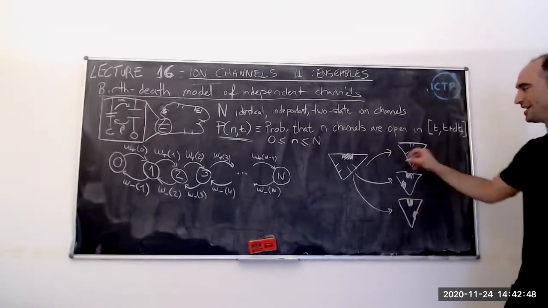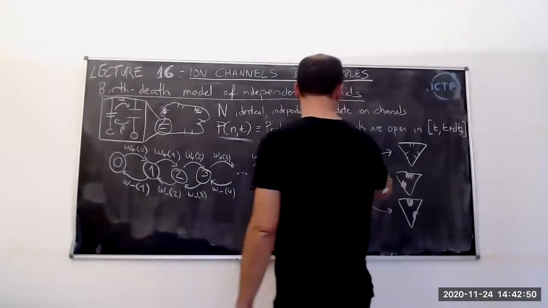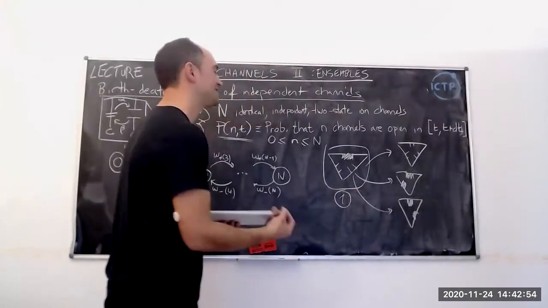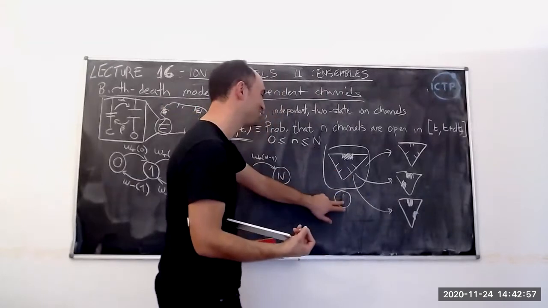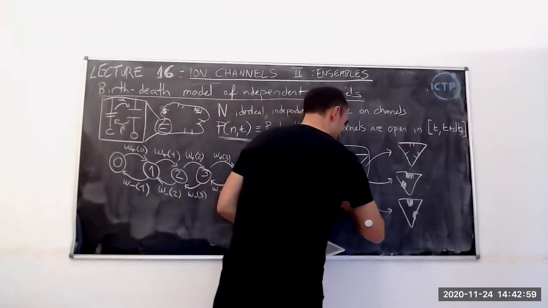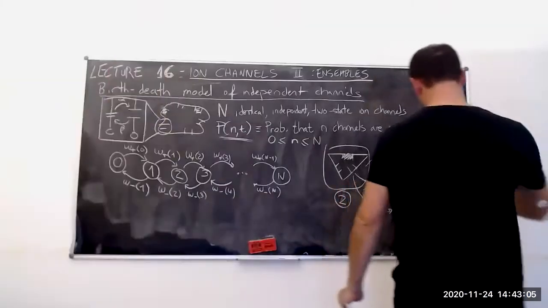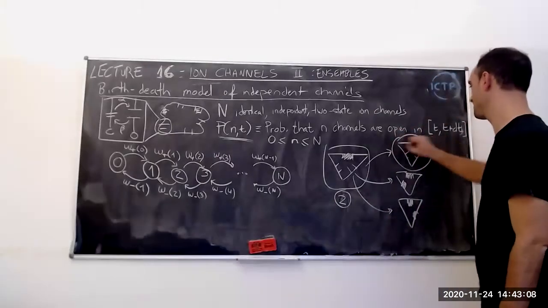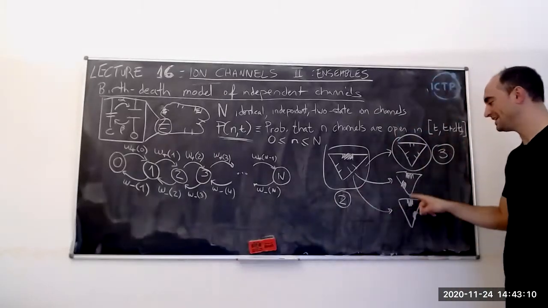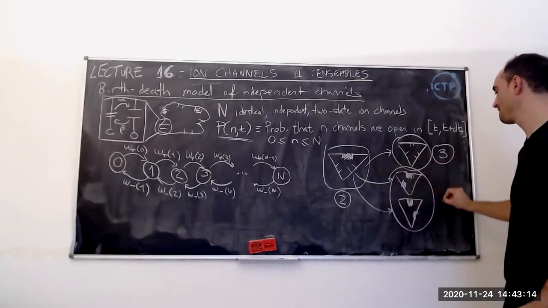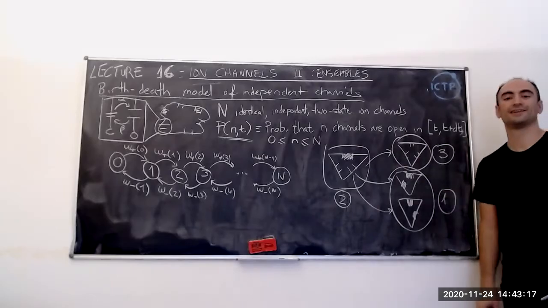This one belongs to state 1. Sorry, this is two channels open. This is state 2. State 2, you can go to state 3. These are the 3 channels open. Or you can go to state 1. This is 1 channel open. I got now the states difference.